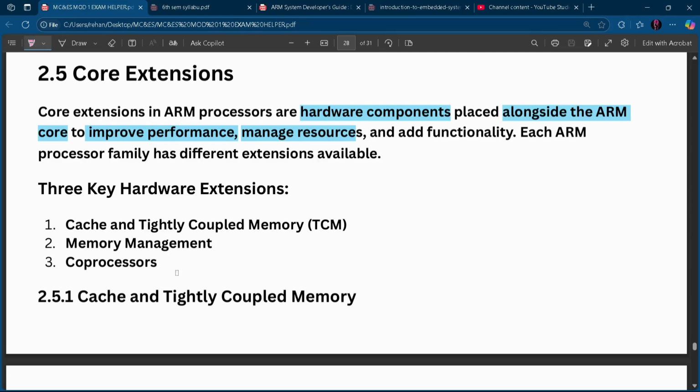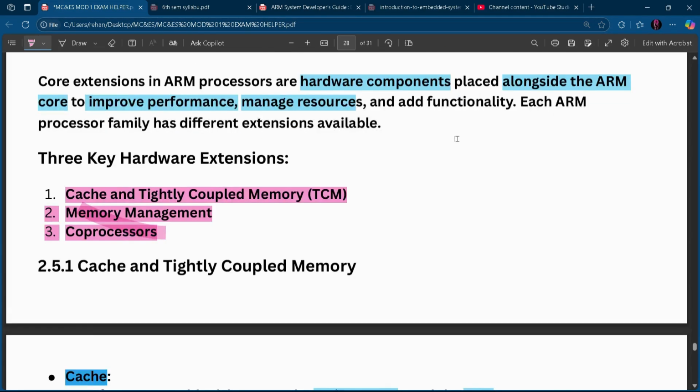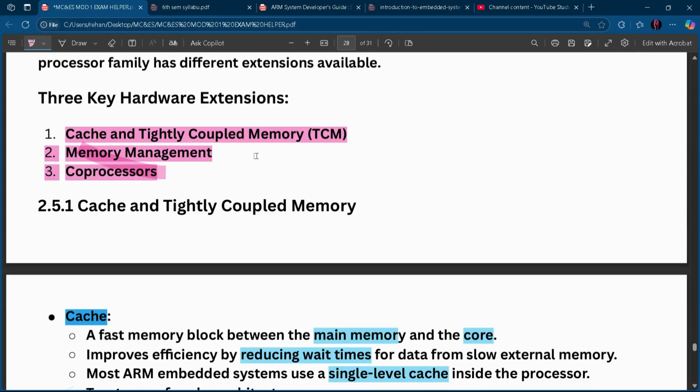You have to talk about these three things in this topic. So what are core extensions? They are the hardware components which are placed alongside the ARM core. They improve performance, manage resources, and add functionality. So, cache and tightly coupled memory, memory management, and coprocessor are the three hardware extensions.